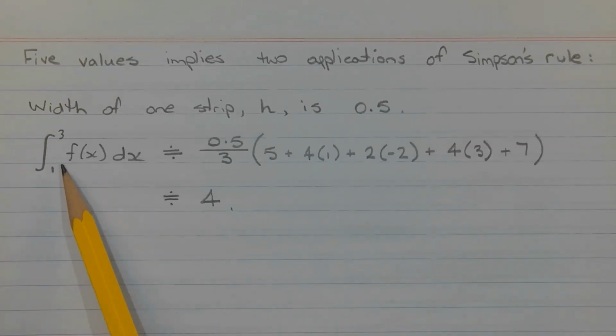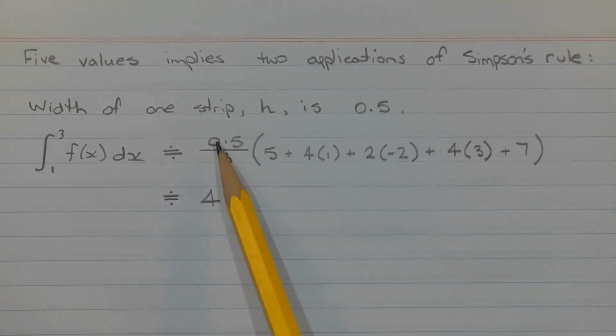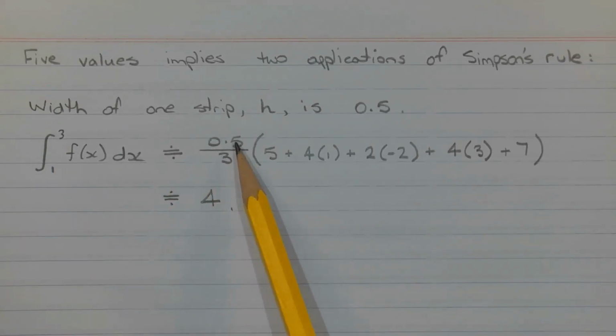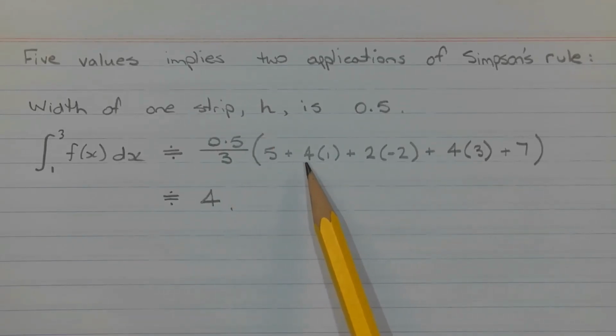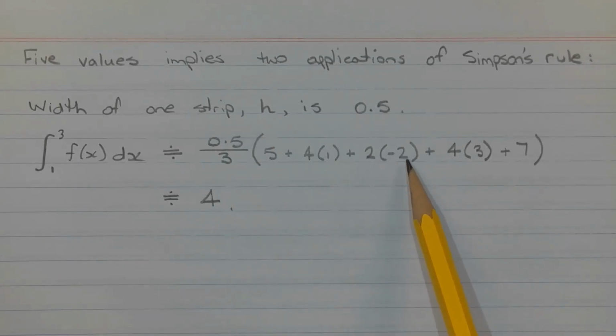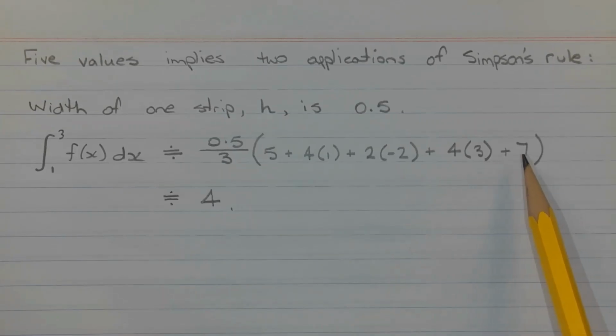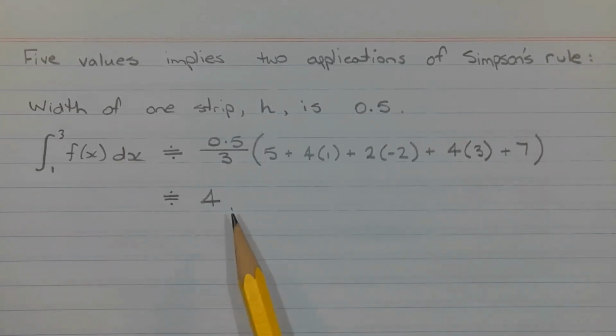So the integral of f of x dx from x equals 1 to x equals 3 is approximately equal to h over 3, so that's 0.5 over 3 times (5 plus 4 times 1 plus 2 times negative 2 plus 4 times 3 plus 7). So this integral is approximately equal to 4.